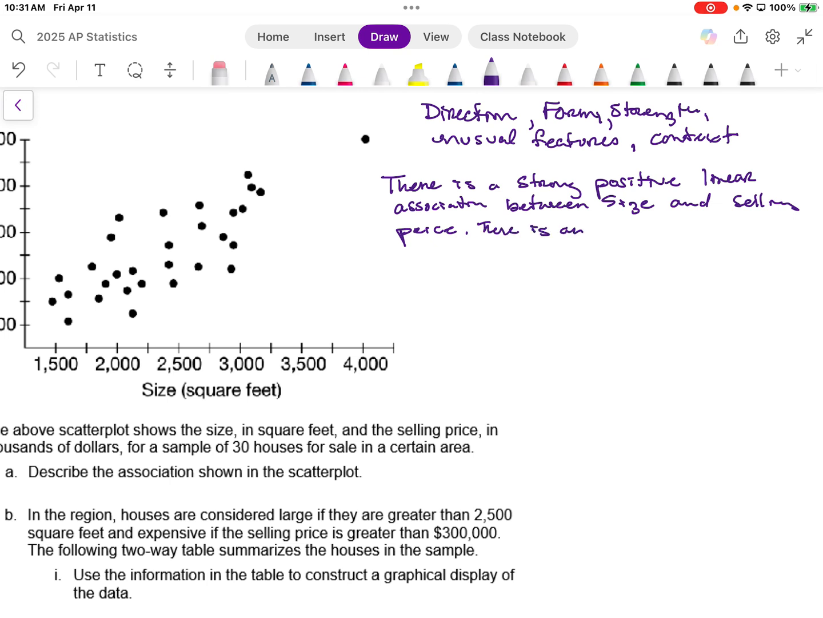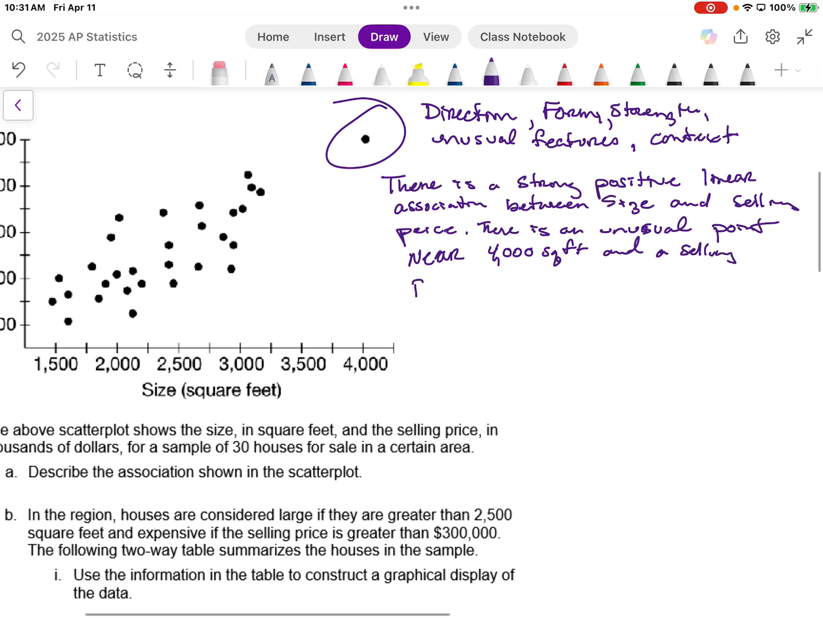There is an unusual point, and that would be that little guy right out there near 4,000 square feet and a selling price of about 500,000.